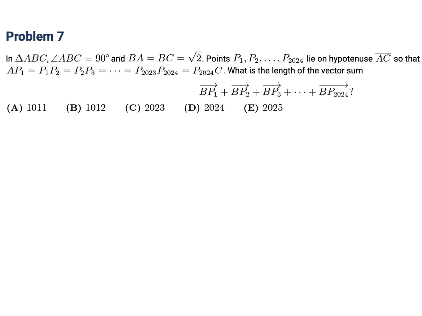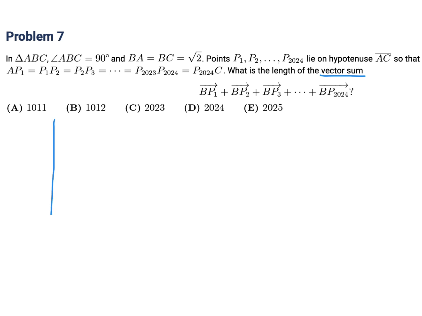In triangle ABC, angle ABC is 90 degrees, and BA and BC are root 2. Points P1, P2, until P2024 lie on hypotenuse AC, so that AP1 is equal to P1P2, and so on until P2024C. What is the length of the vector sum BP1 plus BP2 all the way to BP2024?